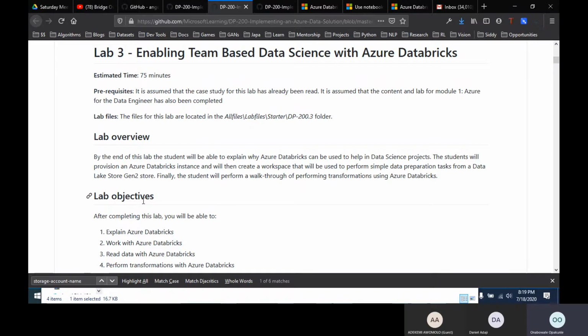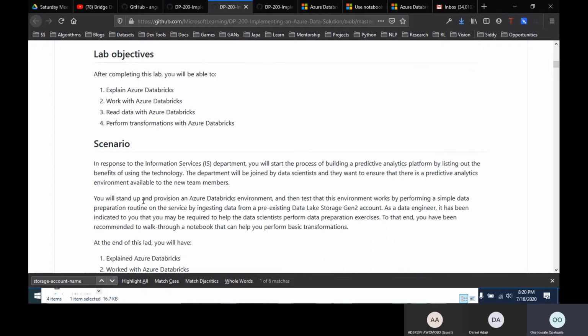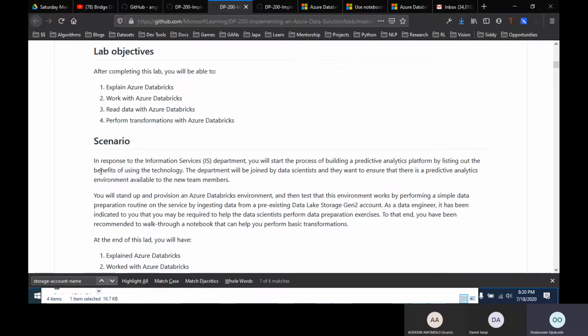Okay, so by the end of this lab, we should be able to explain why Databricks can be used to help data science projects. We should be able to provision an Azure Databricks instance and create a workspace that will be used to perform simple data preparation tasks from a data lake store Gen 2. So we'll walk through performing some basic transformations in Azure Databricks to get a feel of the capabilities of Databricks.